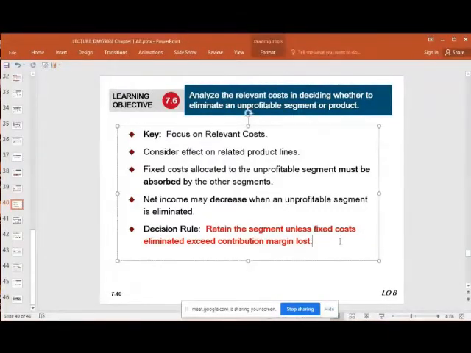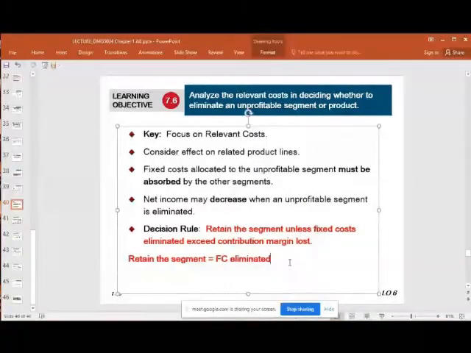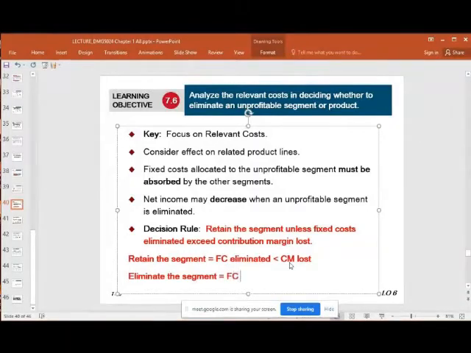So let me write down for you. Class, you can just copy this. You retain the segment when fixed cost eliminated is lesser than contribution margin lost. Okay, you eliminate the segment when fixed cost eliminated is more than contribution margin lost.